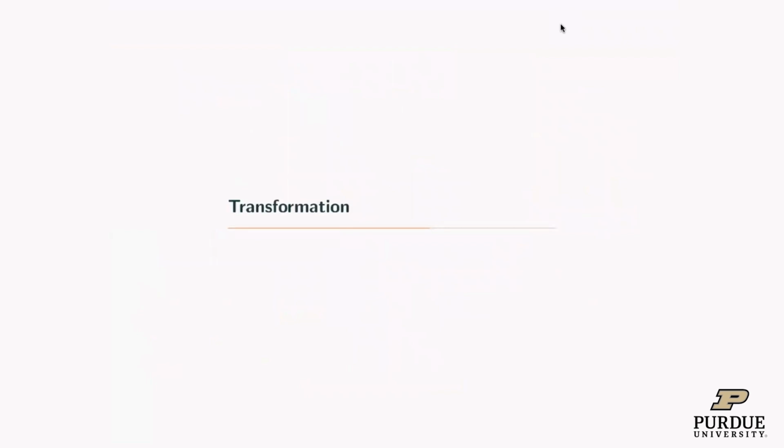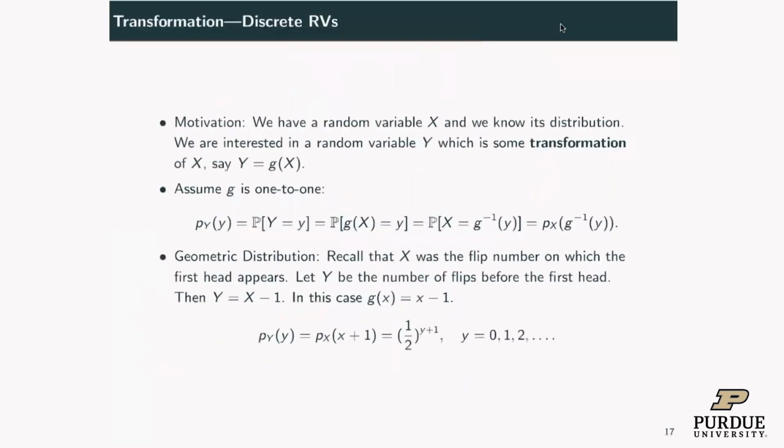Next, let's talk about transformation. What's the motivation for transformation? We have a random variable x. We know its distribution. We are interested in a random variable y, which is some transformation of x. So you know everything about x. Now, I would like to know the distribution of y.